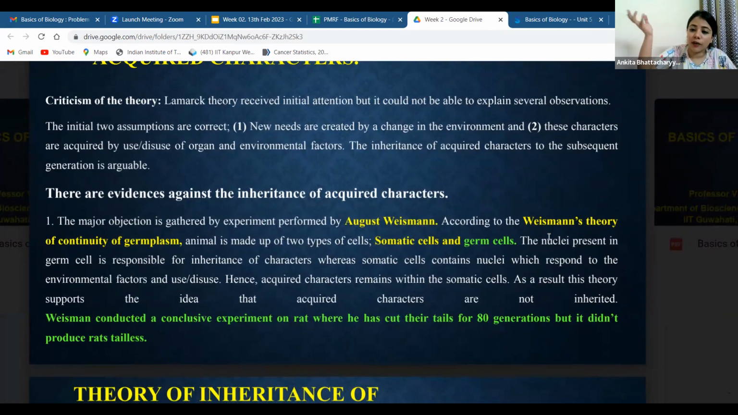He said that because organisms have somatic cells and germ cells, just because some changes occur in one generation, it does not necessarily mean that they will be transmitted to the next generation. He actually proved that, where he used rats and cut their tails over generations, and he saw that the next generation is not produced tailless.